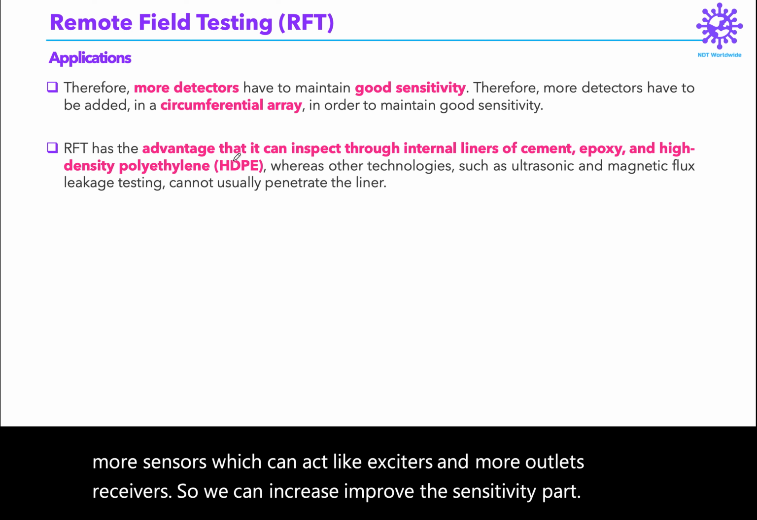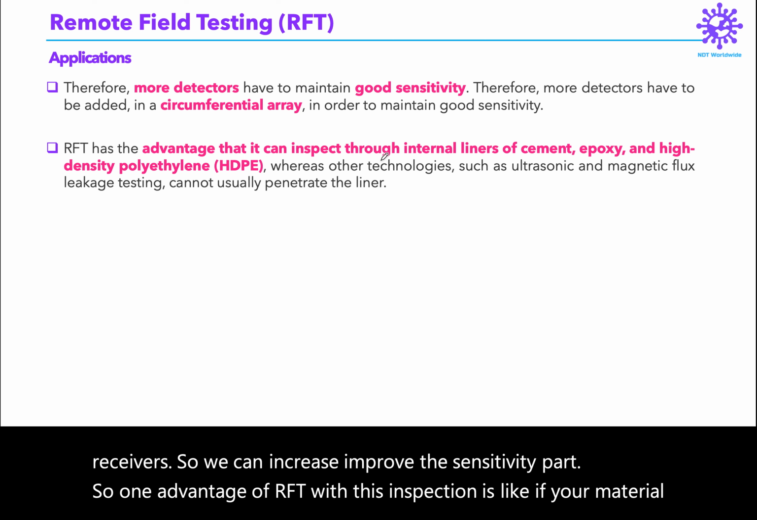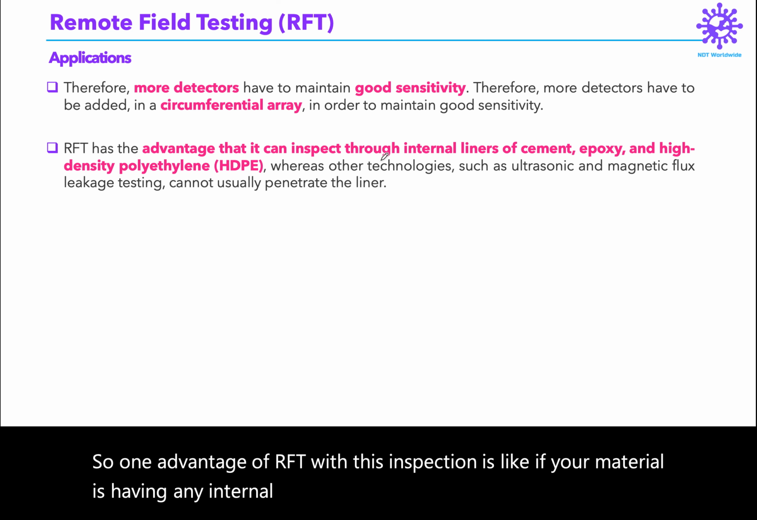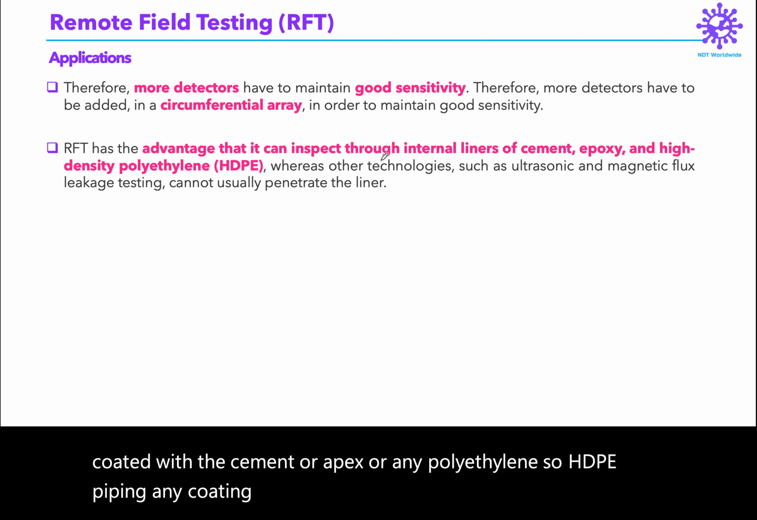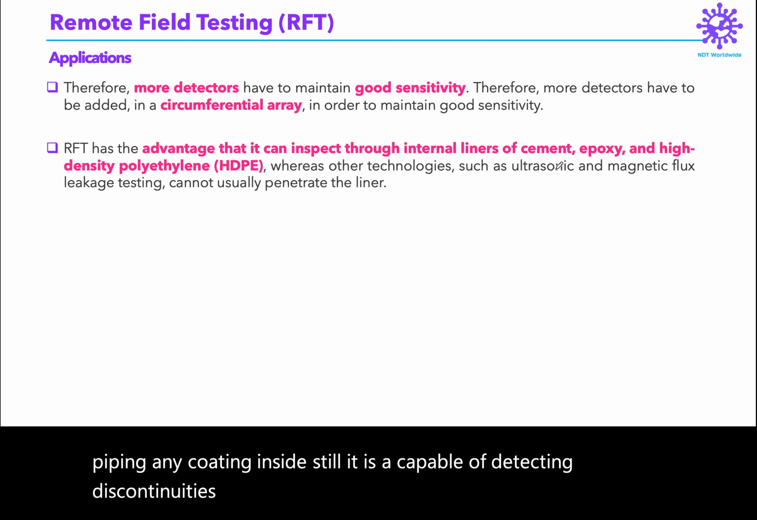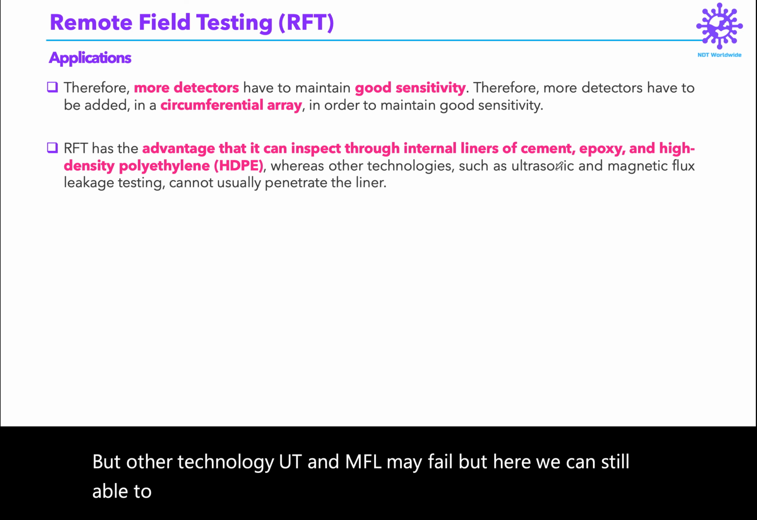One advantage of RFT with this inspection is that if your material has any internal liners, for example if your tube is internally coated with cement or epoxy or polyethylene, like HDPE piping, any coating inside, it is still capable of detecting the discontinuities. Other technologies like UT and MFL may fail, but here we can still manage because ACFMT can go to deeper levels.